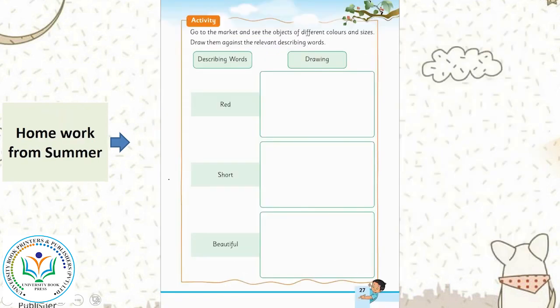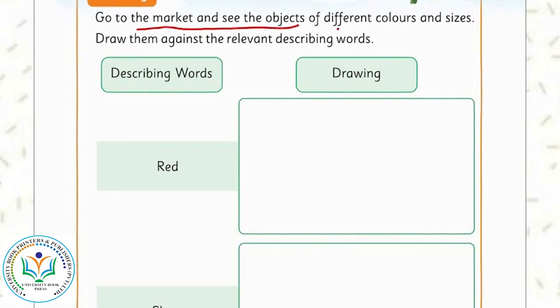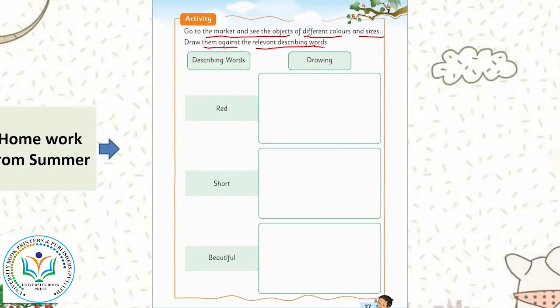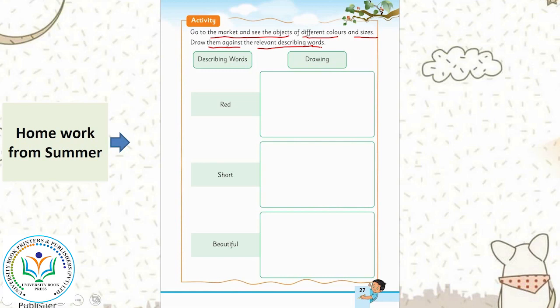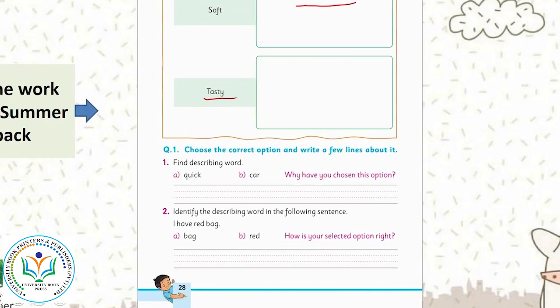This is your homework from summer pack, page number 27. Go to the market and see the objects of different colors and sizes. Draw them against the relevant describing words. Like if you see anything red, you can draw it here and color it. If you see anything beautiful, you can draw here and color it. This is also your homework from summer pack, page number 28. Yes, if you see something soft, you can draw here and color it, and something very dusty.